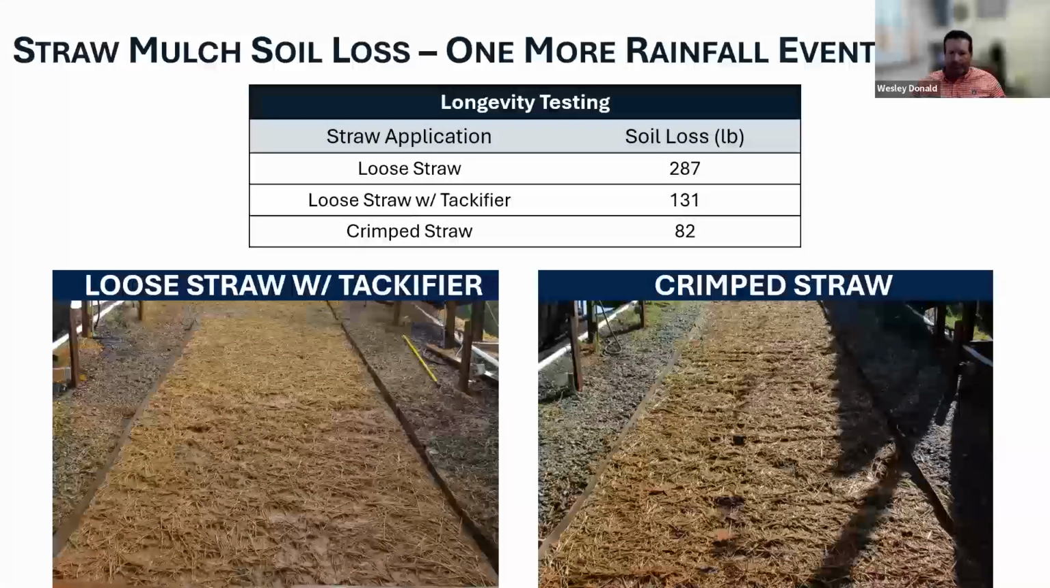If we looked at longevity, we added more tests to that. Loose straw starts to lose its integrity, but it still does a good job versus nothing at all. Tackifier, we've got to control that and manage that. We've got to keep adding it because that tackifier is going to reduce its overall capability. The crimped straw itself improved, as that first flush and that first storm was removed, the crimped straw itself created those barriers. It slowed and impeded that water all the way down that slope, and it reduced that erosion.